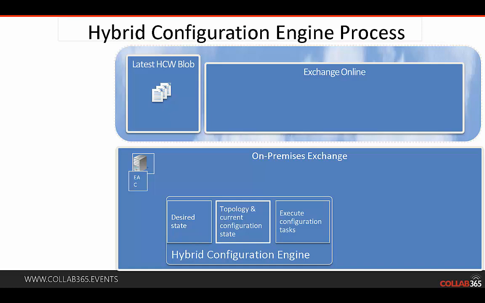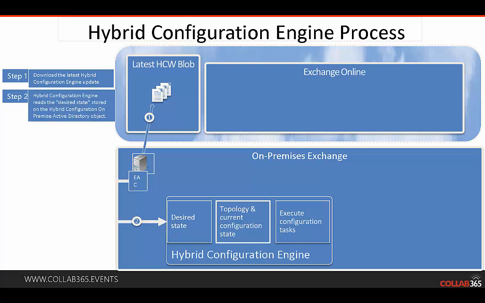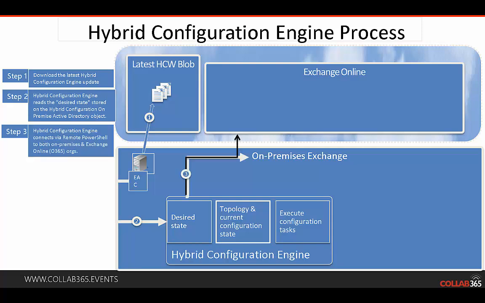All right, this is one of the most important slides to understand how it works. It's going to show you step by step what happens when we run the Hybrid Configuration Engine. So basically that process is what it is explaining. First, when we connect, it downloads the latest Hybrid Configuration Engine. It updates. Then the Hybrid Configuration Engine reads the desired state stored in the hybrid configuration object in on-premises Active Directory. Then it connects with remote PowerShell to both on-premises and Exchange Online, the Office 365 org.